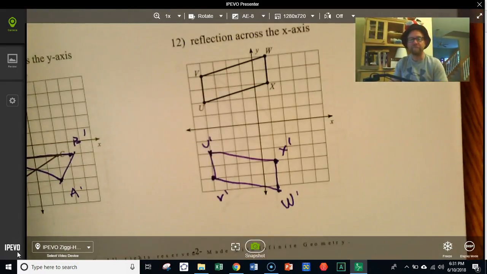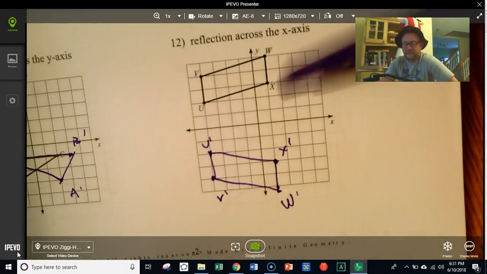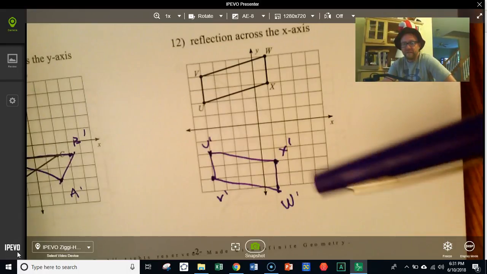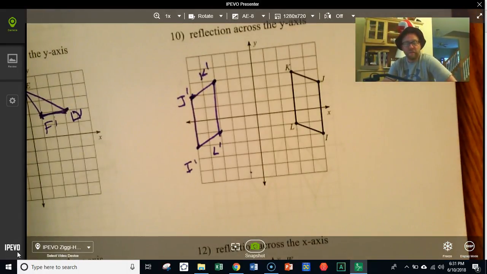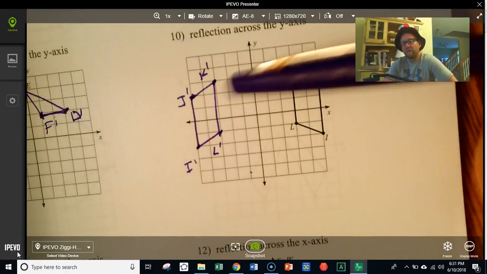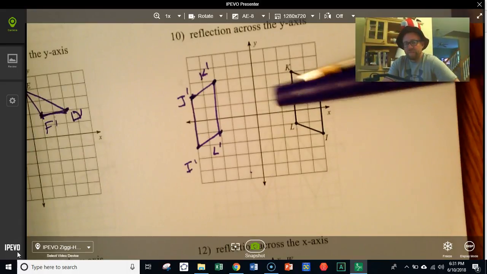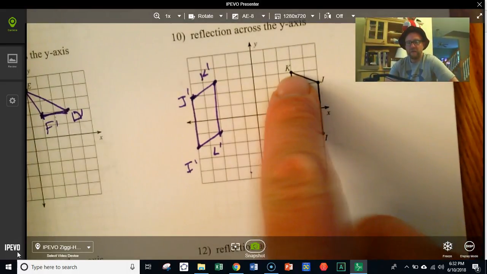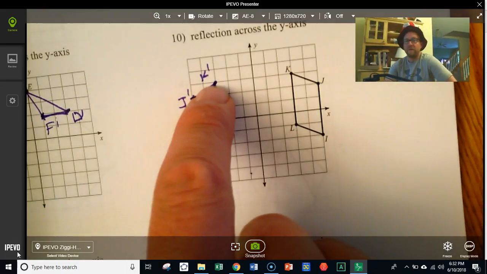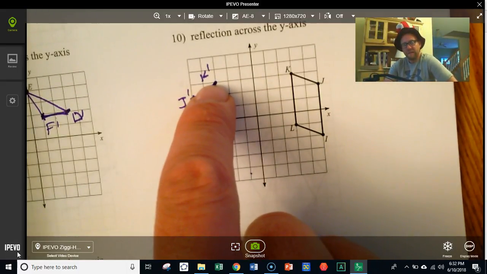And there you go. Now, the key here is reflections across the x-axis are vertical, they go up and down. Reflections across the y-axis are, here's an example, horizontal, they go left, right. You just count how many spaces it is from your point to the axis, and it's that many spaces. Keep going in the same direction and to the other side.